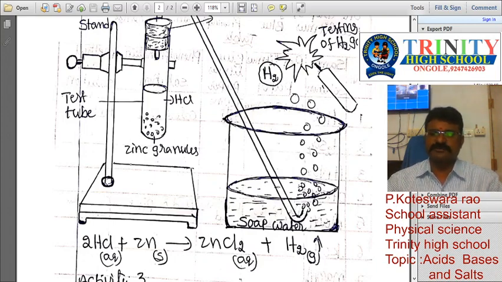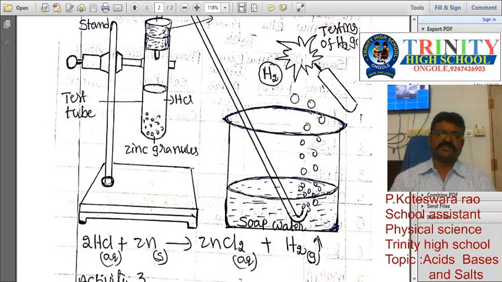This whole reaction we can explain with the help of the equation. HCl plus Zn gives ZnCl2 plus H2. For balancing the equation, we write 2 here. Then aqueous, solid, aqueous, and gas with an upward arrow mark. This is the most important one. So this is the activity. I think by this time you can easily understand.